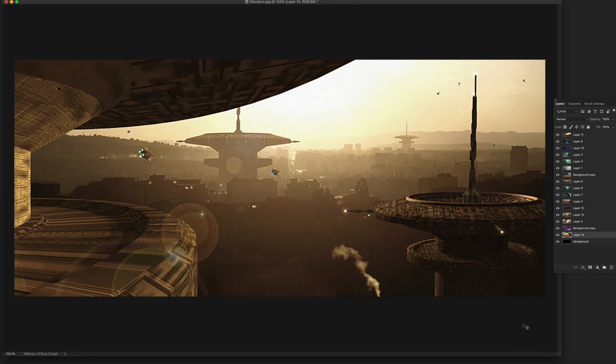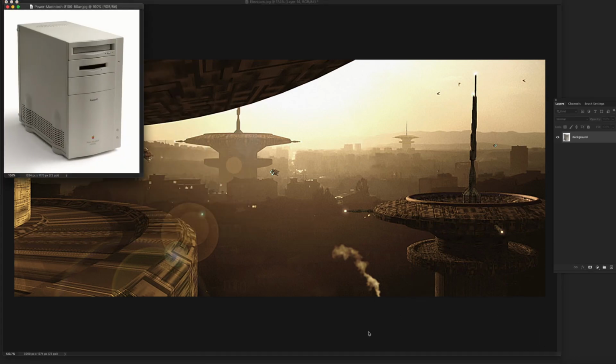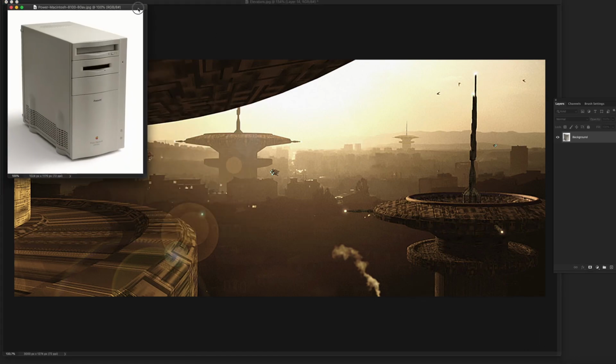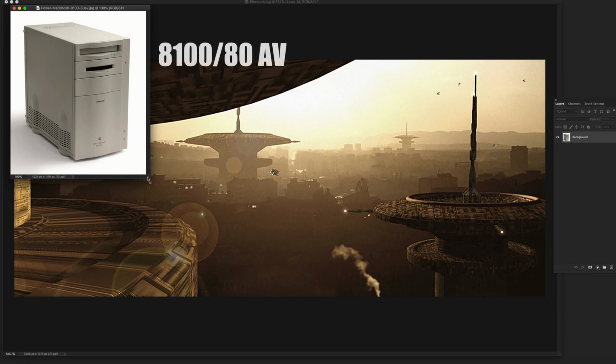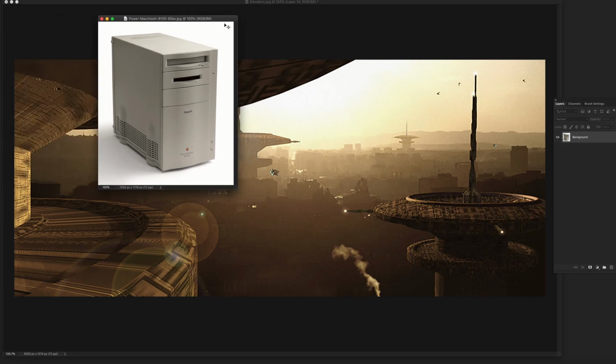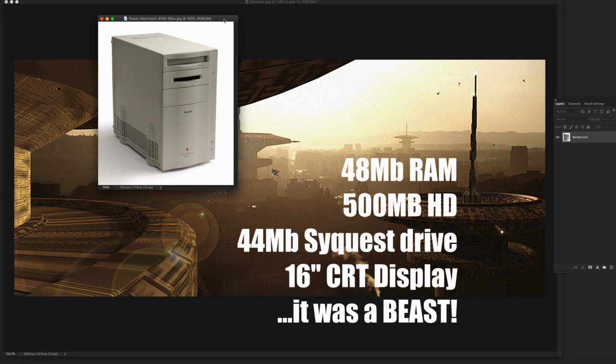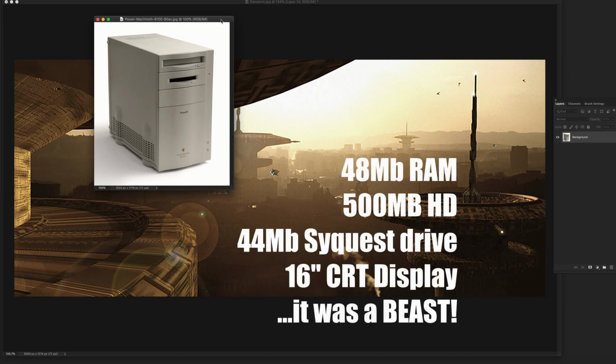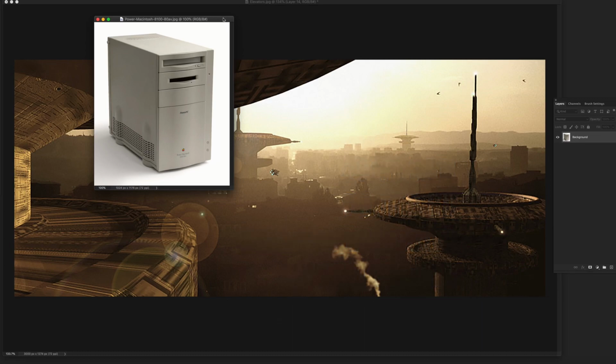Anyway, fast forward, I ended up buying my own computer, which was one of these guys. This is the PowerPC 8100 AV. And I had 48 meg of RAM, a 500 megabyte hard drive, and I had a 44 megabyte SyQuest drive attached to it. And I had a 16-inch monitor, and that was my beast. So CD-ROM drive up here, floppy drive right there.